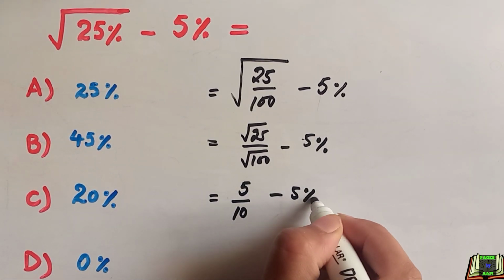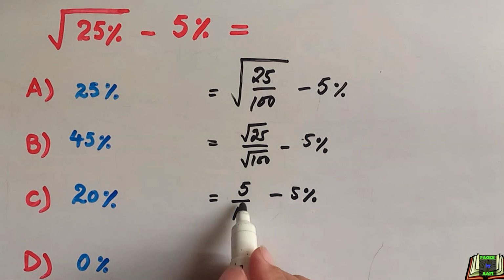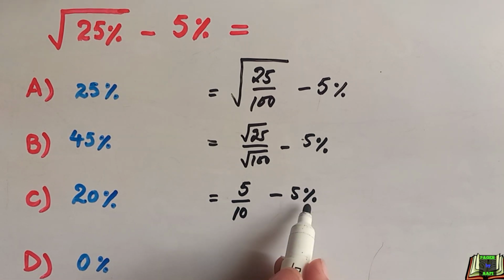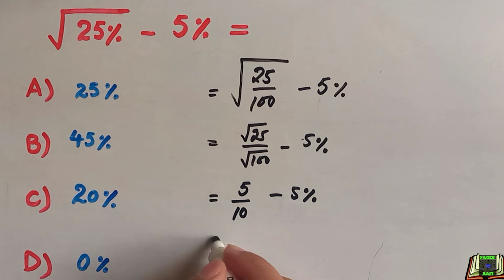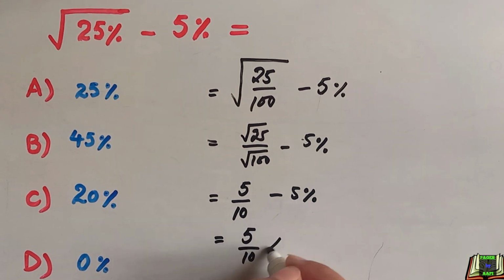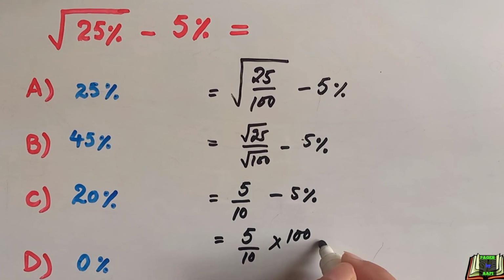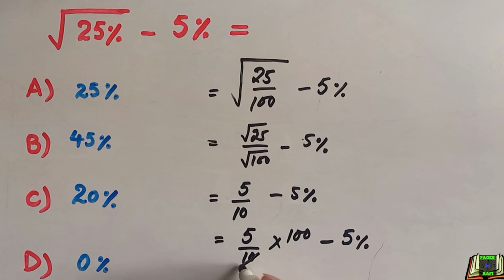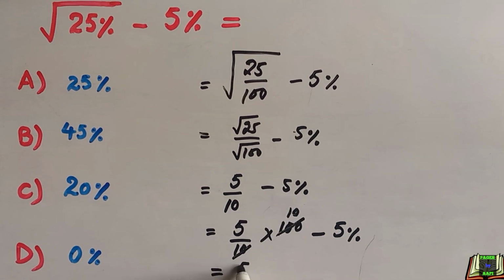minus 5%. Here we have this number in fraction and this number in percentage. We have to find answer in percentage. So we are going to change this fractional number into percentage. For that we will multiply it by 100. 10 one time is 10, 10 10 time is 100. 5 times 10 is 50.